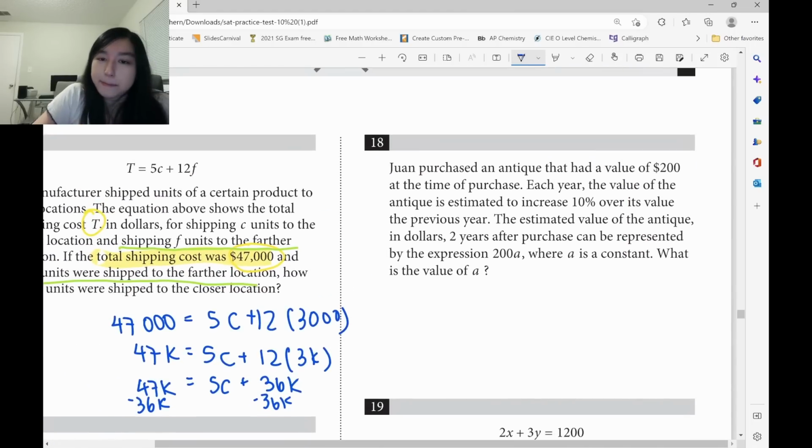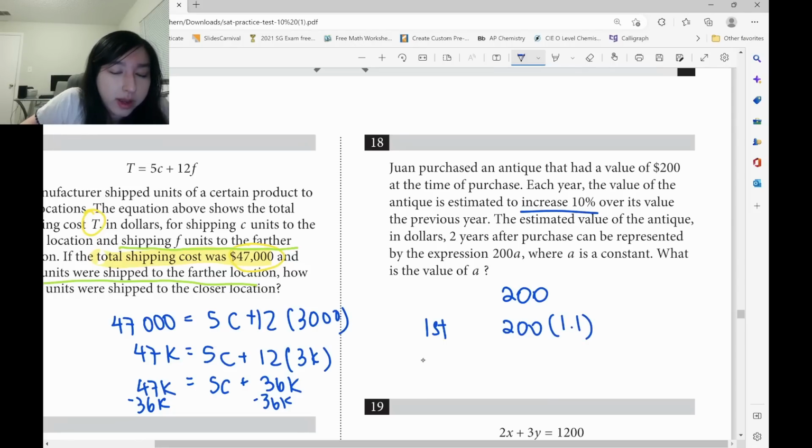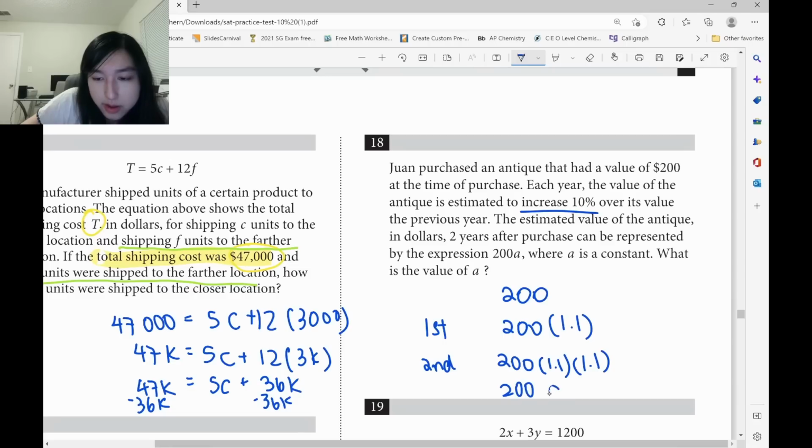Let's look at number 18 here. So he purchased an antique. Okay, so basically this is going to be an exponential equation. In the first year it was worth 200. And then after 1 year it was 200, because it increased, multiplied by 1.1. In the second year it multiplies by another 1.1. So if you compare it directly to 200a, you can tell that a has to be 1.1 times 1.1, and 1.1 times 1.1 is going to be 1.21.